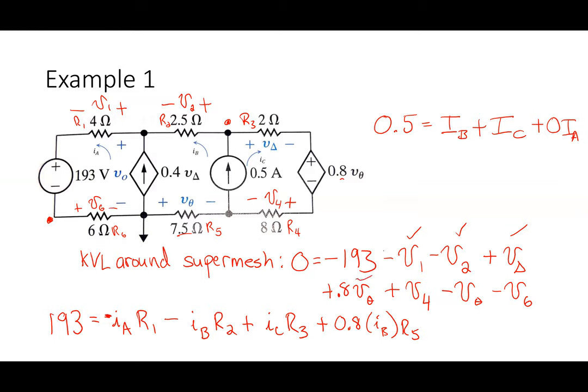Then I have V4. How would V4 be set up? Which current's going into the plus terminal? IC. So I've got IC times R4. So that's done. Then I've got V theta there. So minus V theta. I put a minus sign there just because KVL already has one. V theta is, as we already said, IB times R5. So it's minus IB times R5.